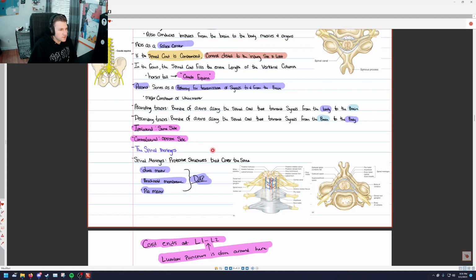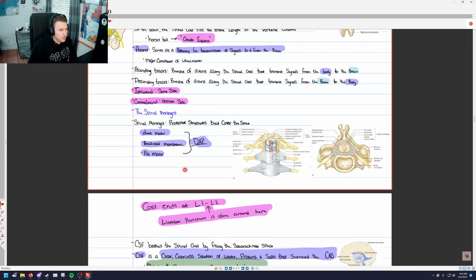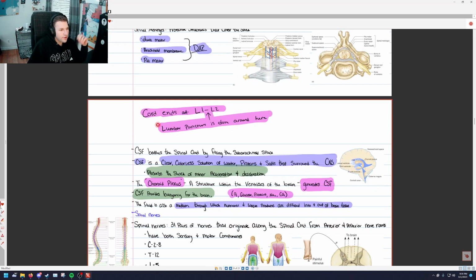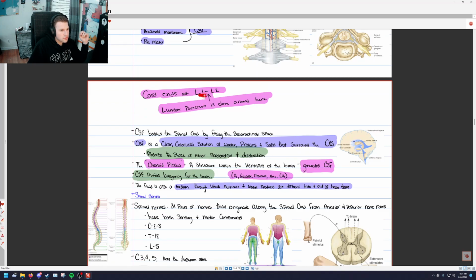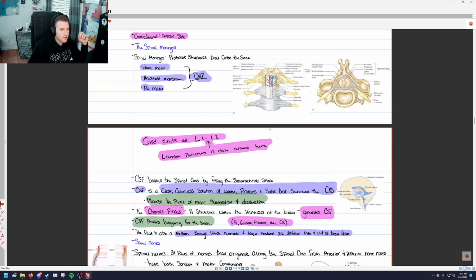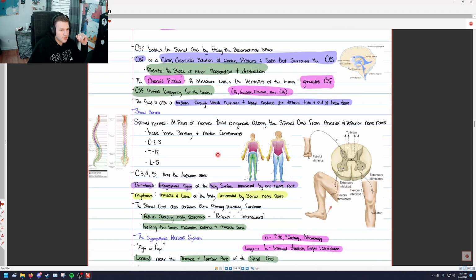Just know the terms ipsilateral is going to be the same side, contralateral is going to be the opposite side on where it happens. Spinal meninges, we have the DAP again: dura, arachnoid, pia mater. Spinal cord is going to end around L1 and L2. So if you do have a spinal puncture, if they're doing an epidural, they'll at least go below these so they don't actually nick the central nervous system.